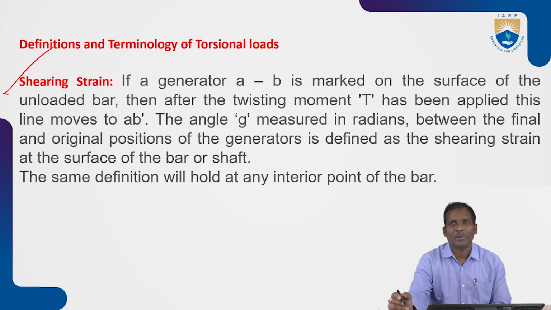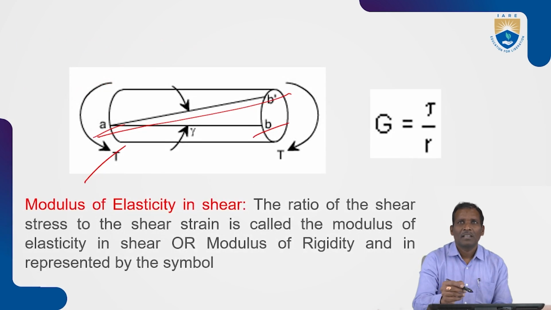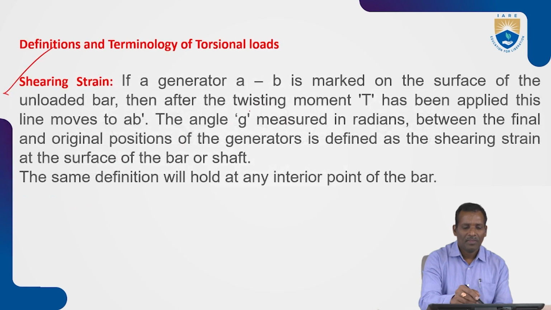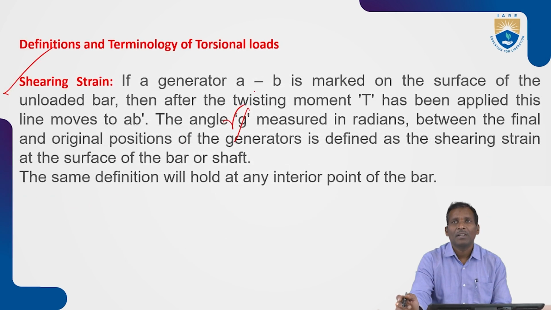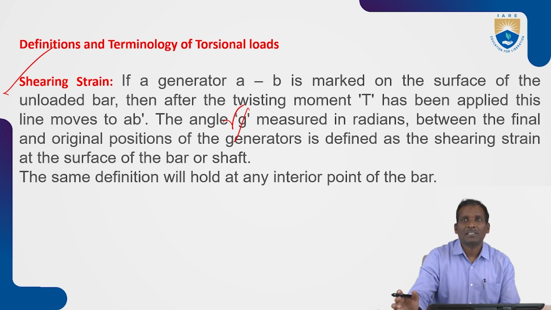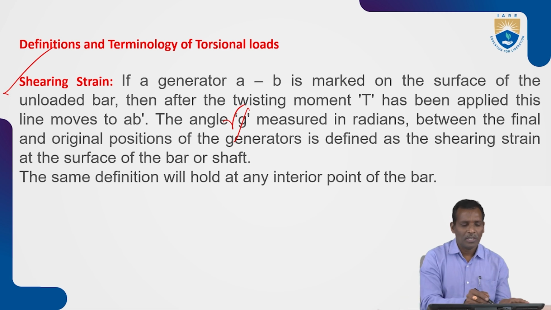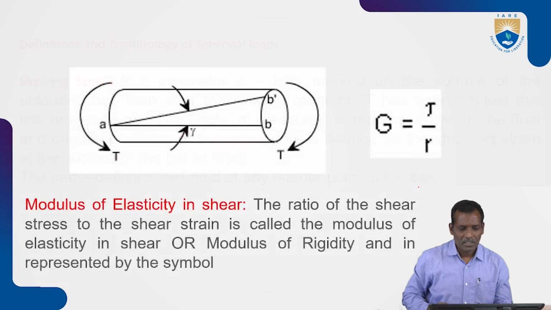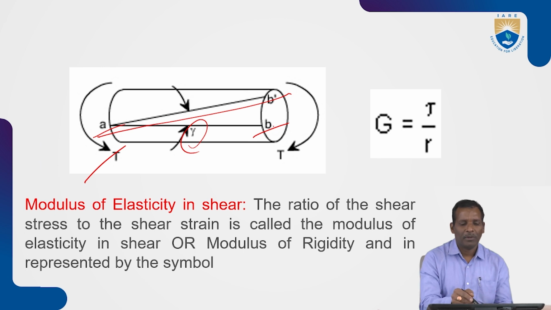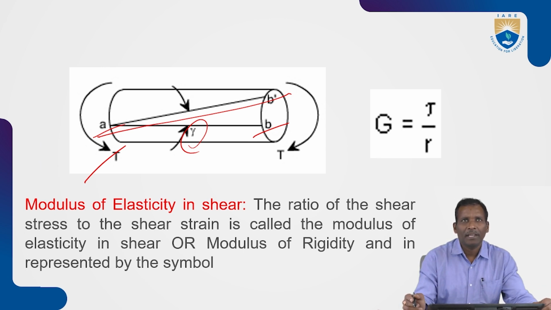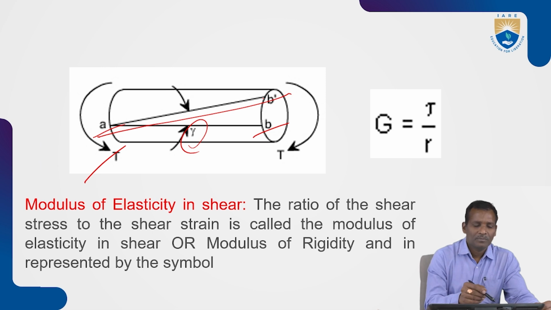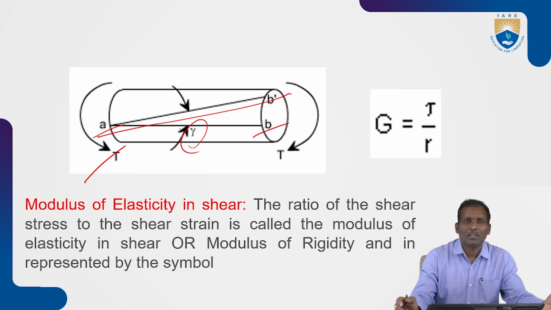The angle gamma, measured in radians between the final and original positions of the generators, is defined as the shearing strain at the surface of the bar or shaft. The same definition will hold at any interior point of the bar. See here, AB is one line and AB dash is the position after the twisting moment, twisted by the angle gamma.